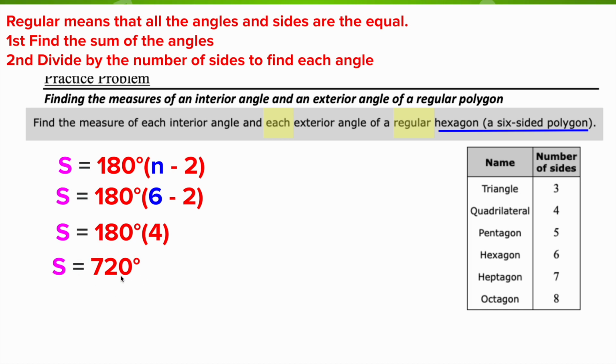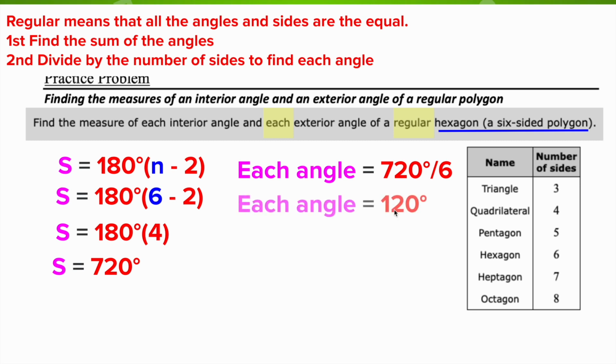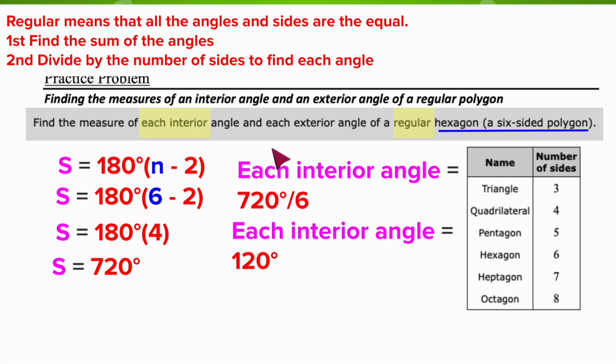Now I'm going to take this for my interior angles, and I'm going to divide it evenly because each angle is exactly the same. So they're all divided up evenly into 120 degree angles. All right, so that's each interior angle.